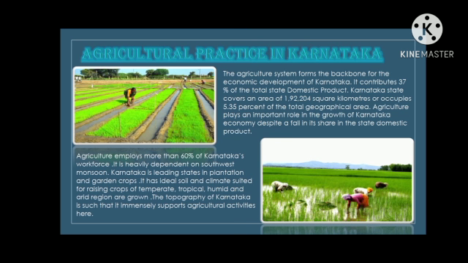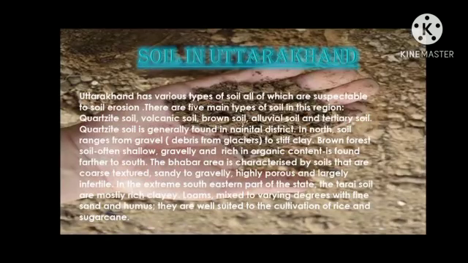Karnataka is a leading state in plantation and garden crops. It has ideal soil and climate suited for raising crops of temperate, tropical, humid and arid regions. The topography of Karnataka is such that it immensely supports agriculture activities here. So this was about the agriculture practice in Uttarakhand and Karnataka. Now we come to the next topic. We are coming to soil in Uttarakhand.